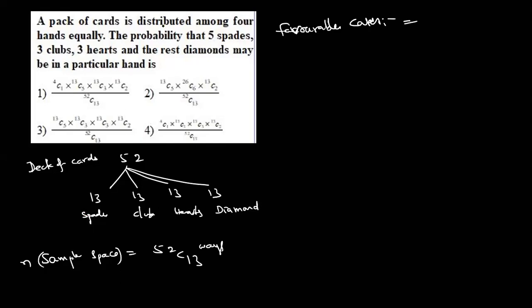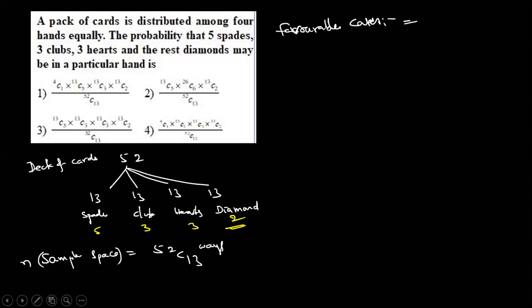Here, students, see. You have to choose 5 spades out of 13. You have to choose 3 clubs out of 13. You have to choose 3 hearts out of 13. Remaining, how many diamonds are required? They gave 5 spades, 3 clubs, 3 hearts. Yes, exactly 2 only.